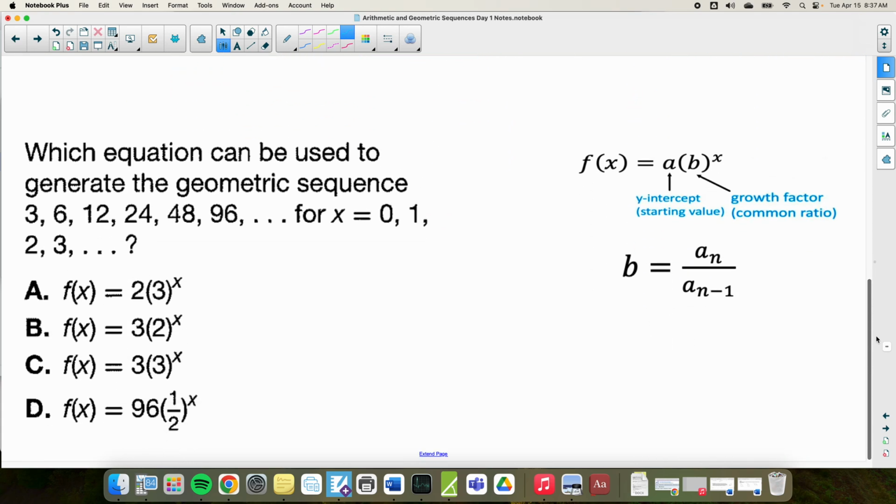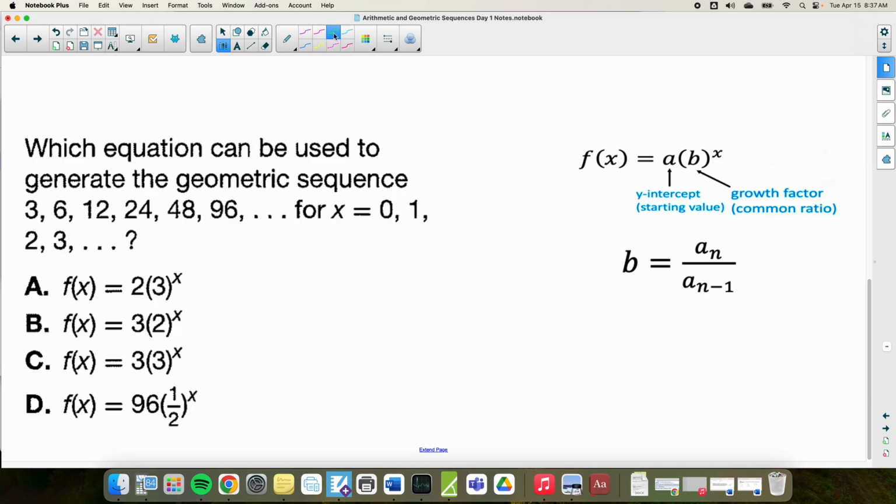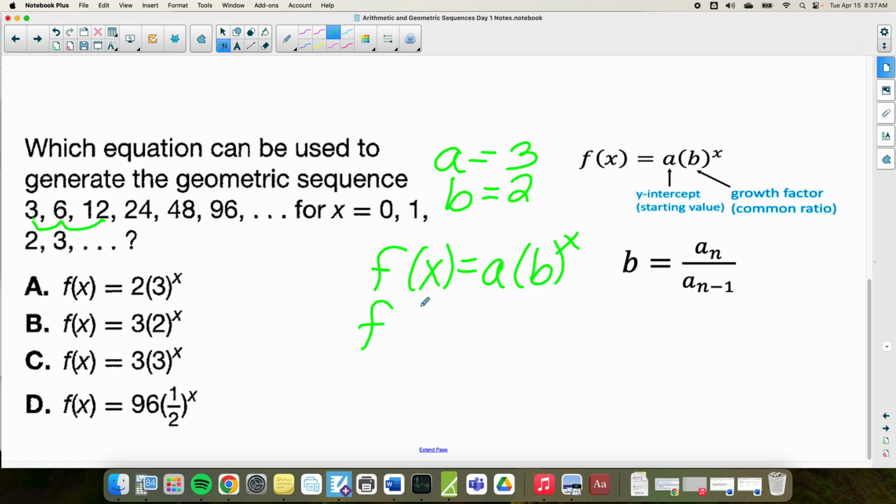All right, now let's go down here. And they say to write an equation for this. And again, it's f of x equals a times b to the x. A is your starting point, which is our 3. And b is the common ratio. What are they doing in this one? Multiplying by 2. So this would be f of x equals, a is 3, b is 2 to the x. Okay, so it'd be this one right here.